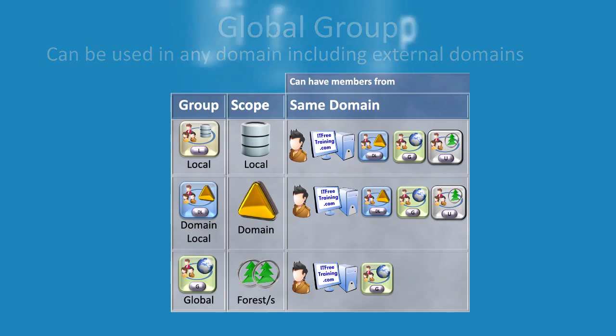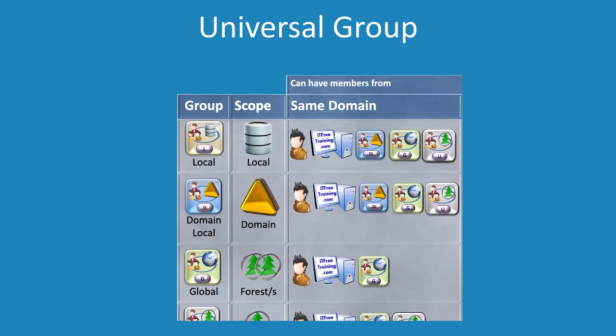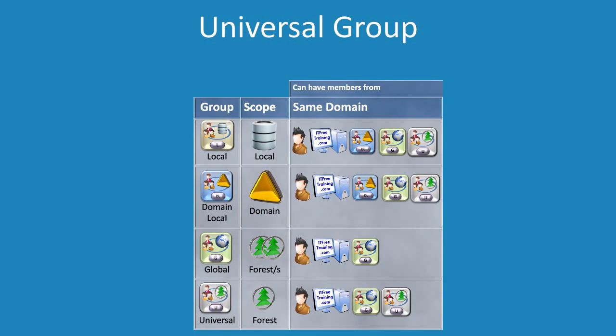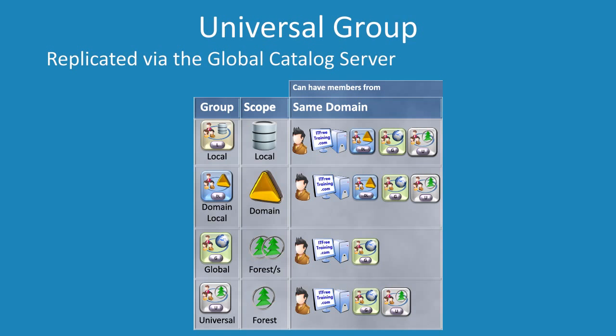The last group that I want to look at is the universal group. The universal group is a special kind of group because it is stored within the global catalog server. Like the global group, it is available to any domain in the forest. Even though information is stored about the universal group in the global catalog server, the group itself is still associated with the domain it was created in.